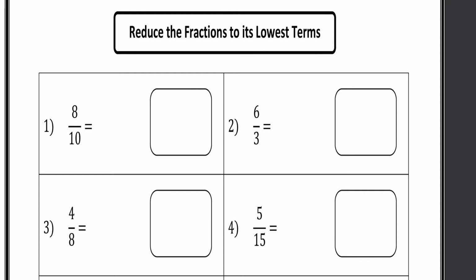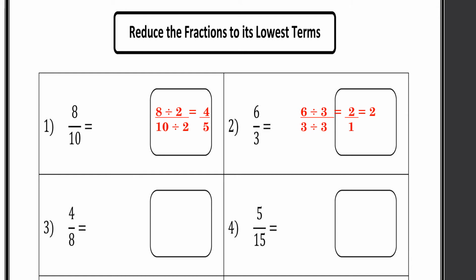Now 8/10. Now 8/10, you just find out which number it can divide, both numerator and denominator. That is 2. So you divide it, you will get 4/5. That means when you divide 8/10 by 2, you will get 4/5. Now 4/5 cannot be further divided except by 1. So this is the lowest term of the 8/10 fraction.